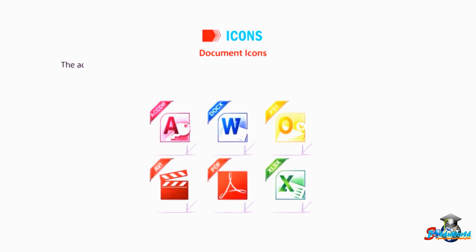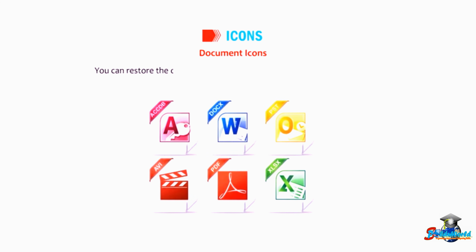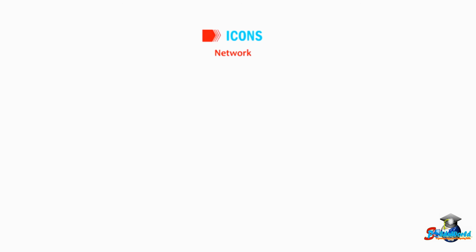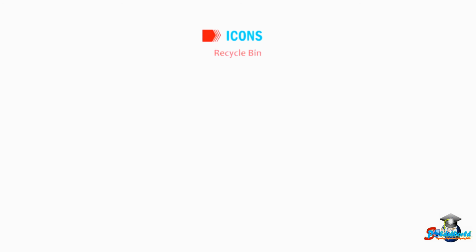Document icons. The active document window of an application can be minimized to a document icon which gets placed on the taskbar. You can restore the document window by clicking on the document icon. Network allows you to access the shared files or devices on different computers in a networked environment.